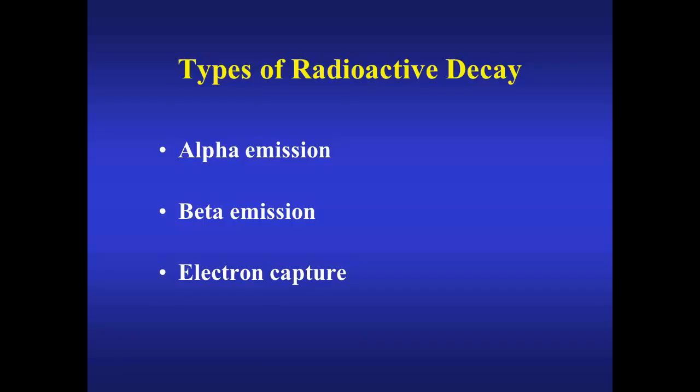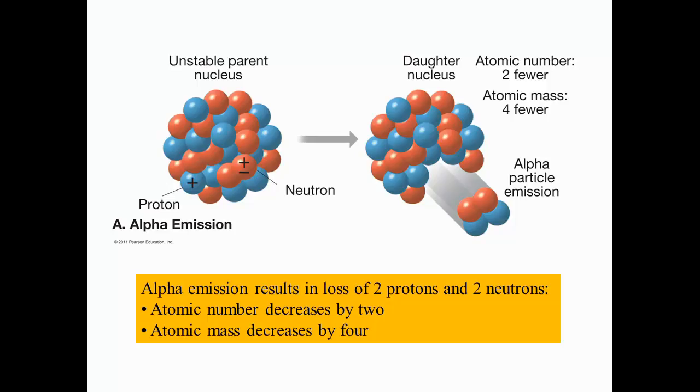But first of all, let's just go over the three principal types of radioactive decay, which include alpha emission, beta emission, and electron capture. Now, alpha emission results in the loss of 2 protons and 2 neutrons in what's known as an alpha particle. And as a result, the overall decay results in a stable daughter isotope where the atomic number has decreased by 2 and the atomic mass decreased by 4.